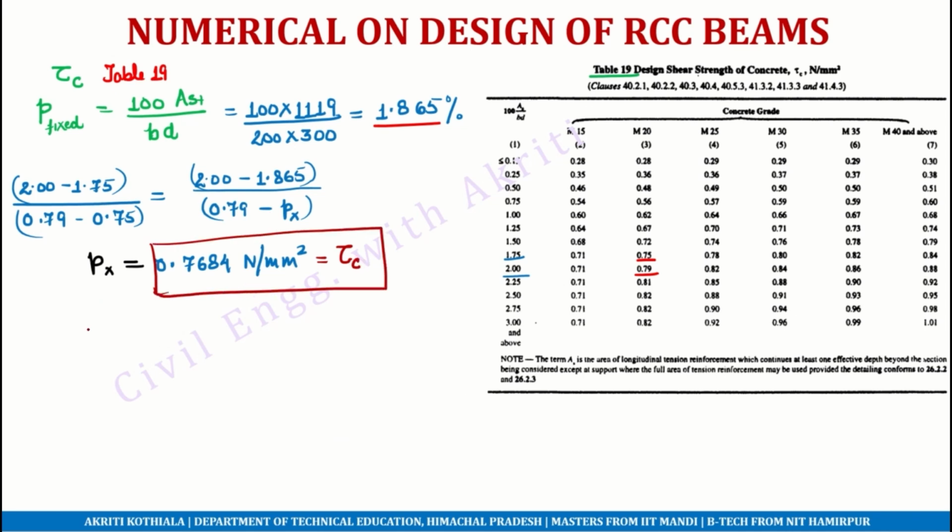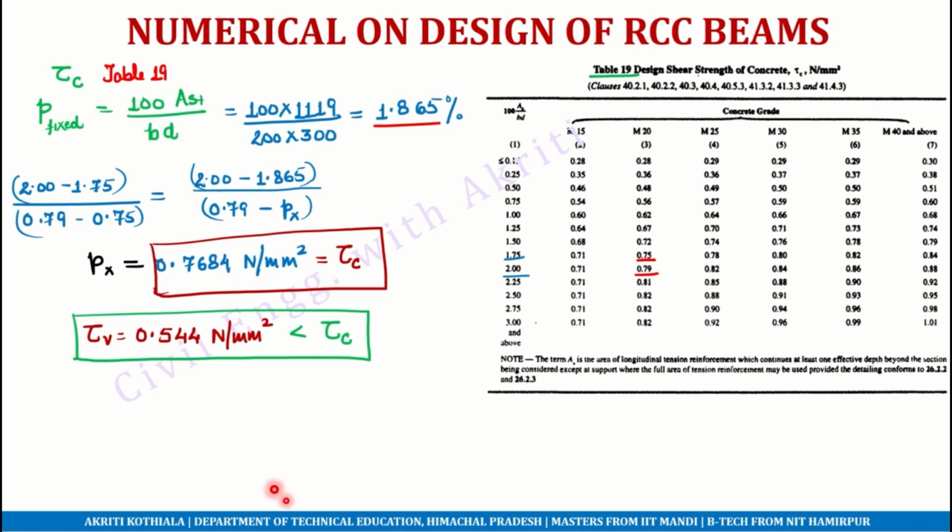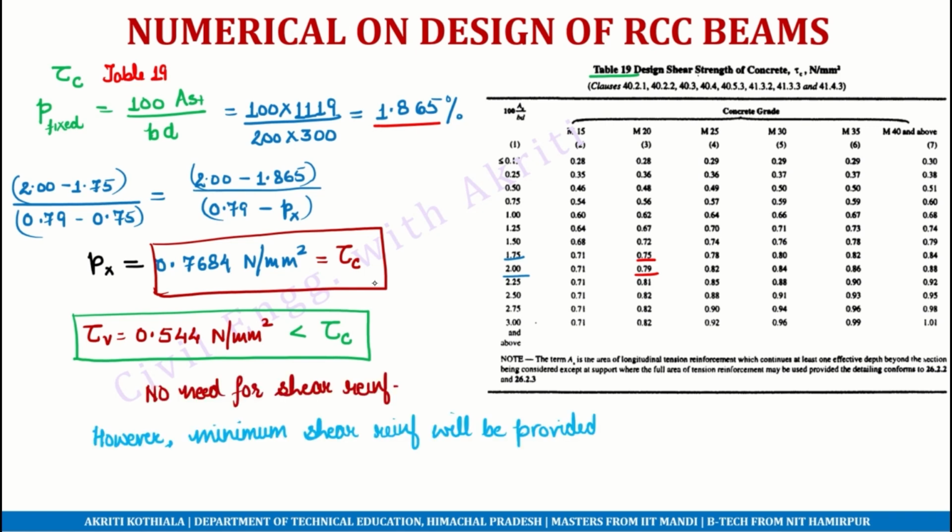Now if we see that the value of tau v was equal to 0.544 Newton per millimeter square, which is less than tau c. So due to the shear force acting on the beam, the nominal shear stress is lower than the shear stress which the concrete can resist. So there is no need for shear reinforcement. However, we will still provide minimum shear reinforcement to the beam.